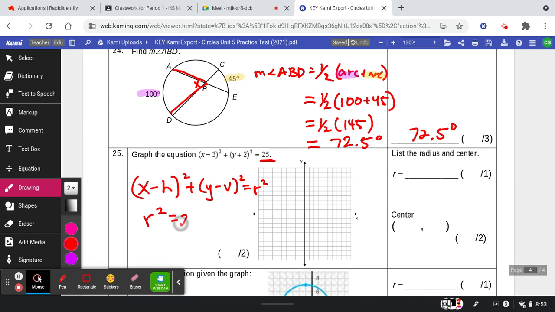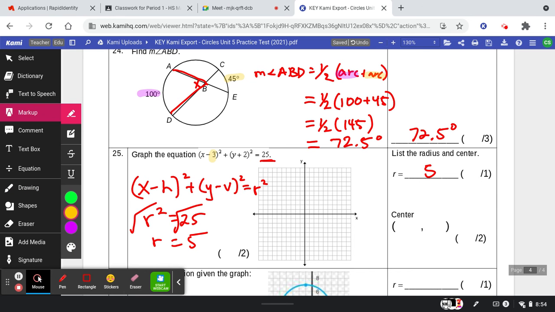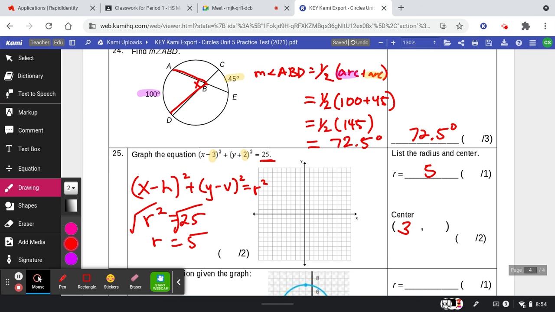So if r squared is 25, what's my r? What do I have to do with the 25? What's that thing called, you guys? Square root it. So my radius is 5. Does everybody see where the 5 comes from the 25? I square root that. And then I'm looking specifically here and here for my center. If it's an x minus 3, it's a positive 3 in the center. If it's a y plus 2, it's a negative 2 in my center. Please go put a dot at 3, negative 2.